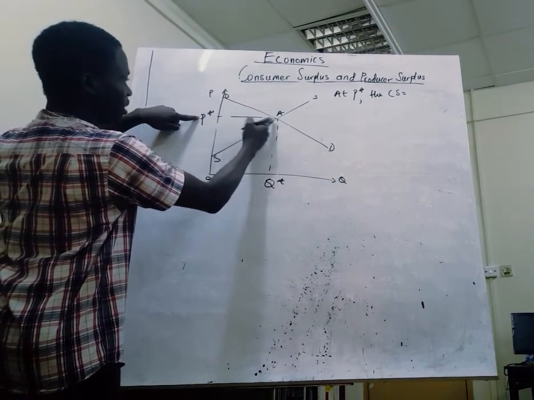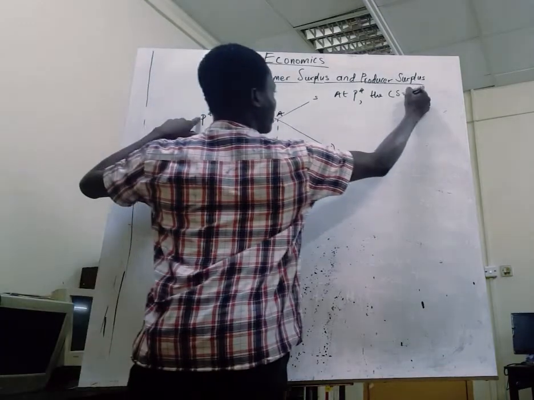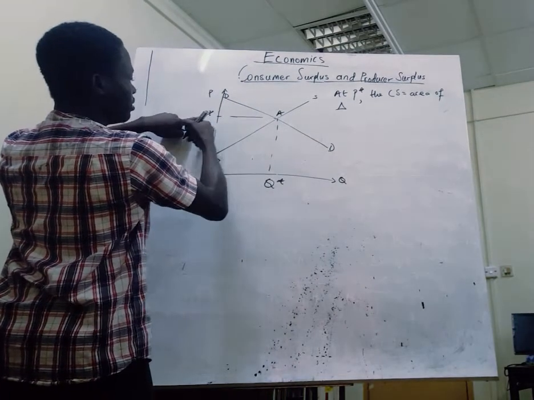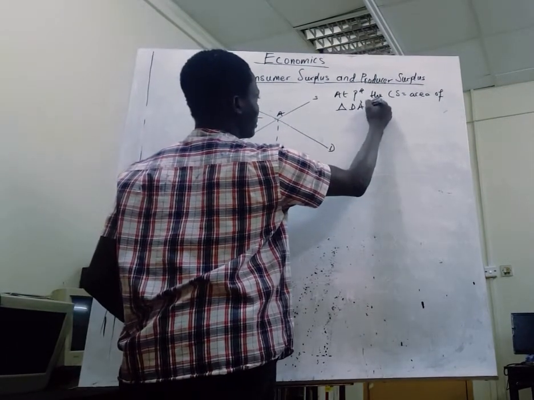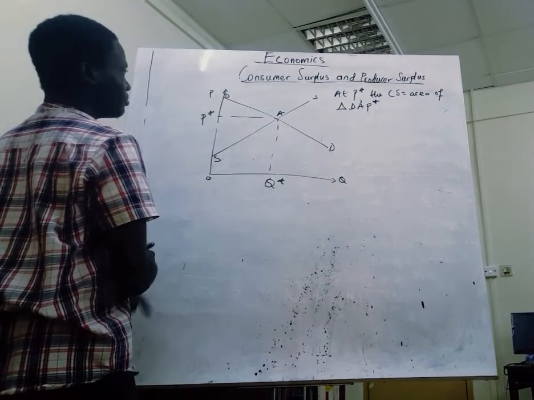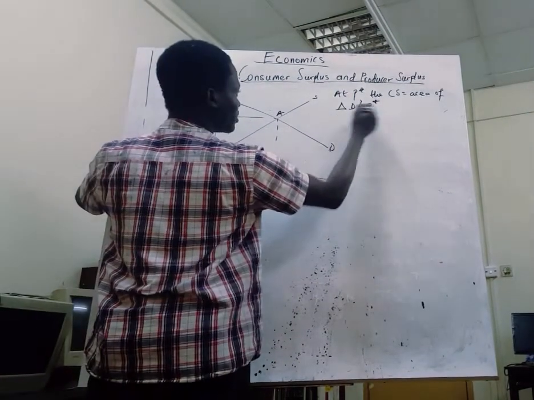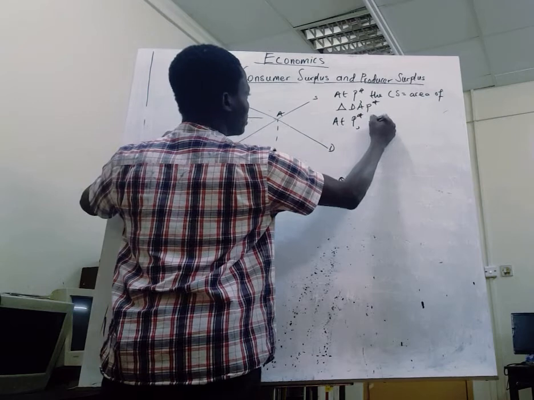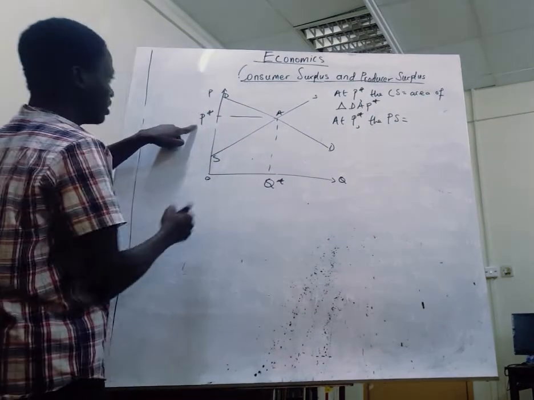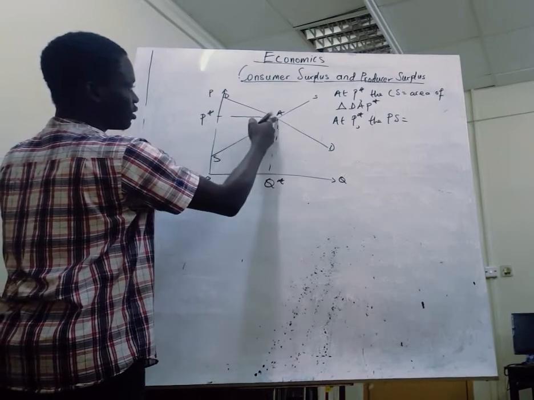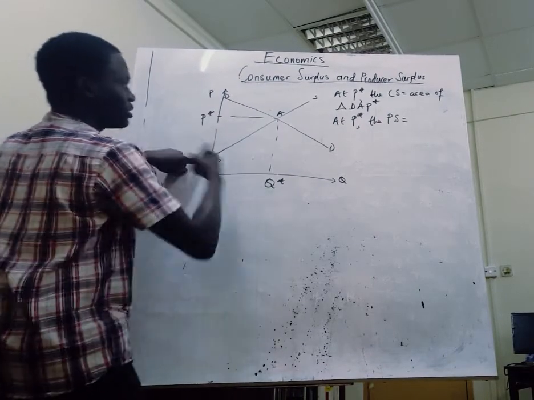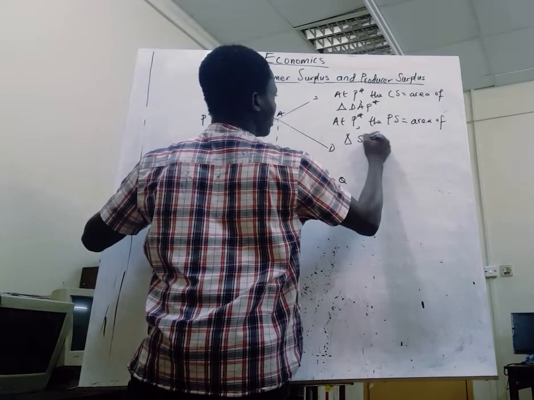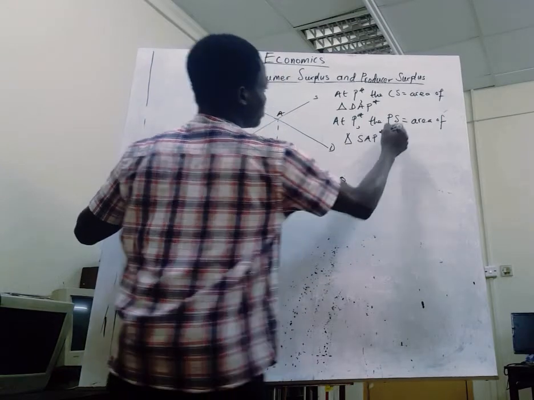Look at the price intersecting the demand curve at this point, which gives the area of triangle DA P star. Then at this same P star, we need to get the producer surplus. The producer surplus is calculated from where this line intersects the supply curve here, so we have SA P star, area of triangle SA P star. Good.